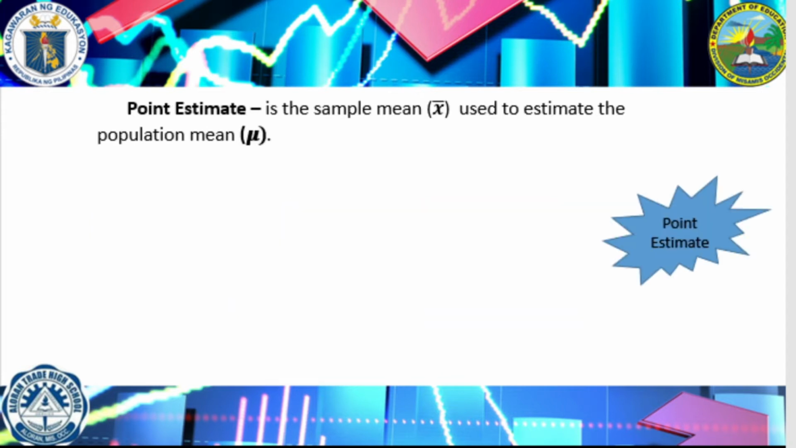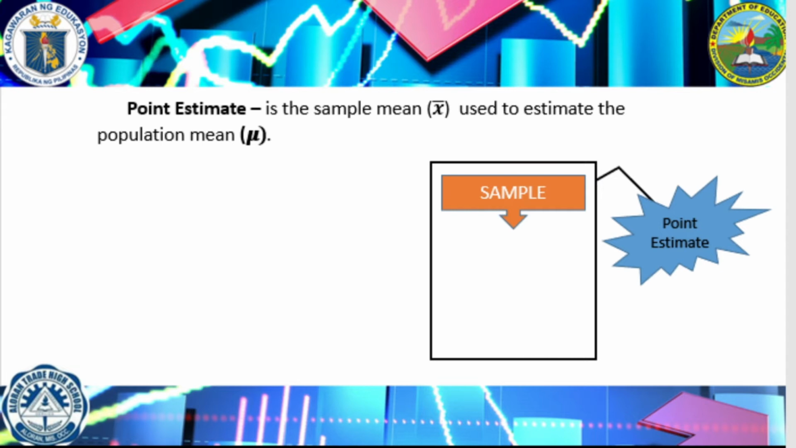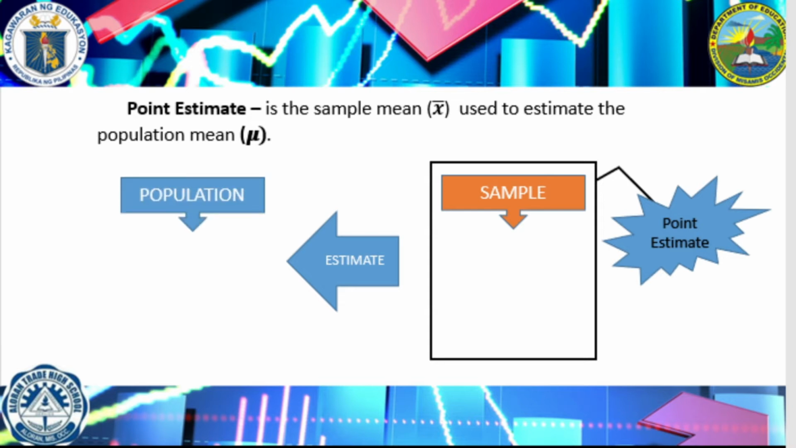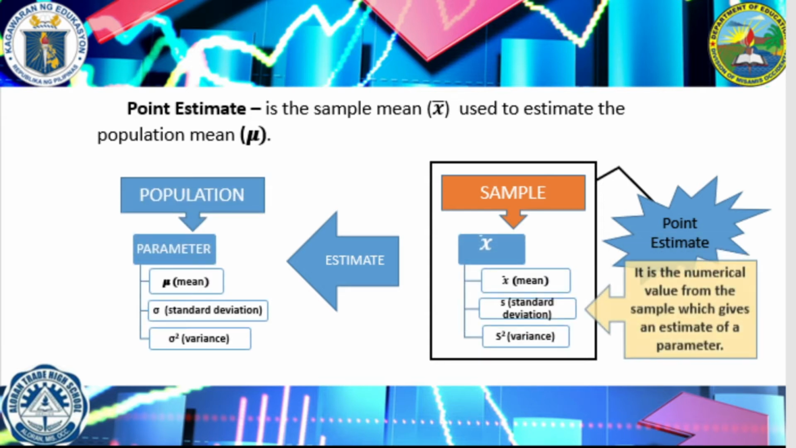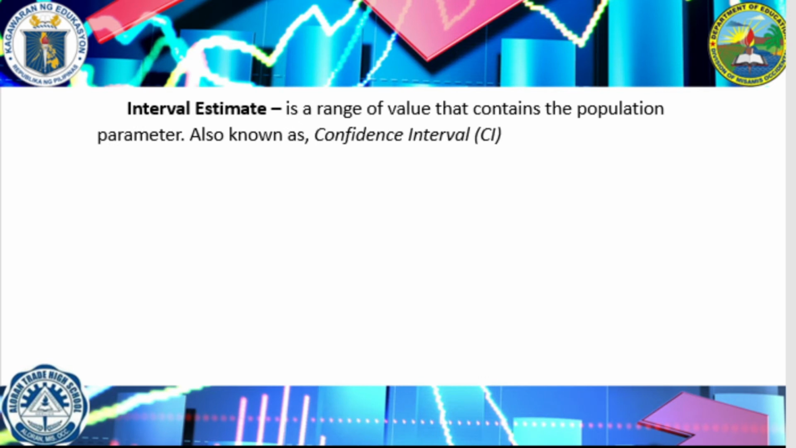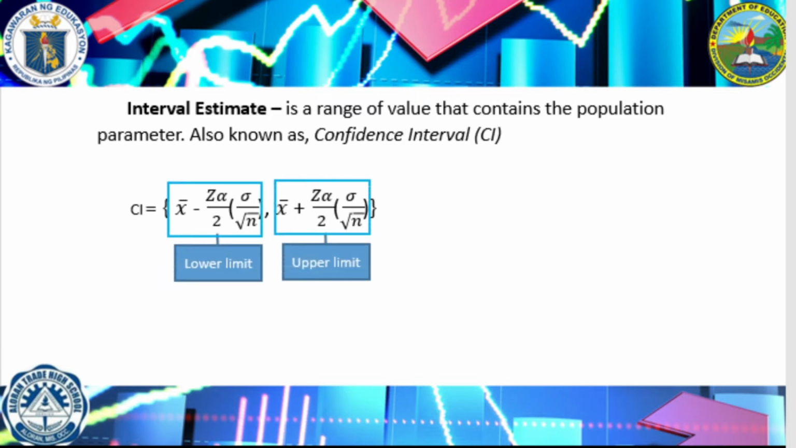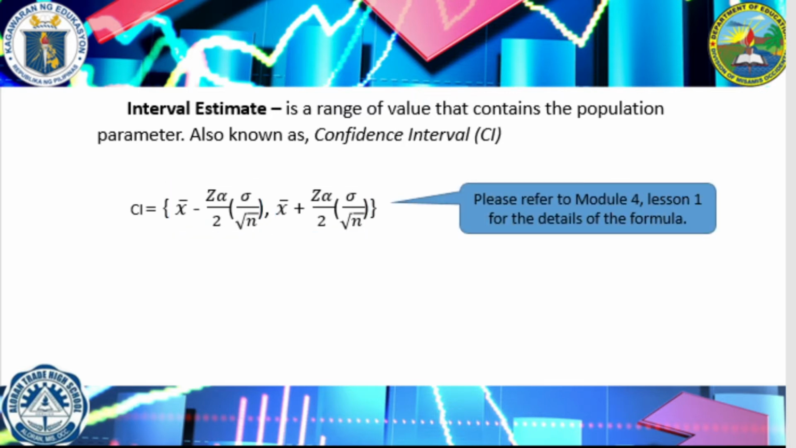Now, what is point estimate? Point estimate is actually the sample mean, which is used to estimate the population mean. Interval estimate is a range of values that contains the population parameter, also known as the confidence interval. So you see here on the screen, this is the formula that we use for interval estimate. Here is the lower limit, and this is the upper limit. So you have to refer to your Module 4, Lesson 1 for the details of this formula.